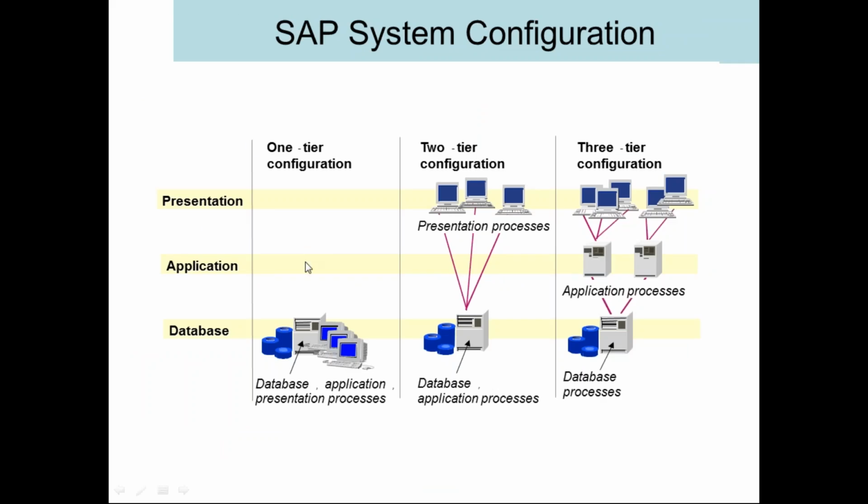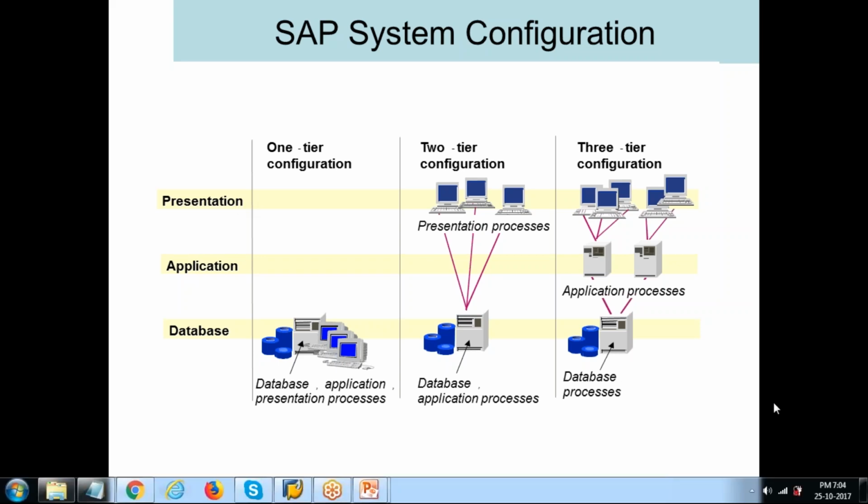What is the meaning of one-tier configuration? What is the meaning of two-tier configuration? What is the meaning of three-tier configuration? So now tell me, what is the meaning of one-tier configuration? One-tier configuration is the database and the application process in one system. Yes, exactly correct. Okay, fine, nice. Next one.